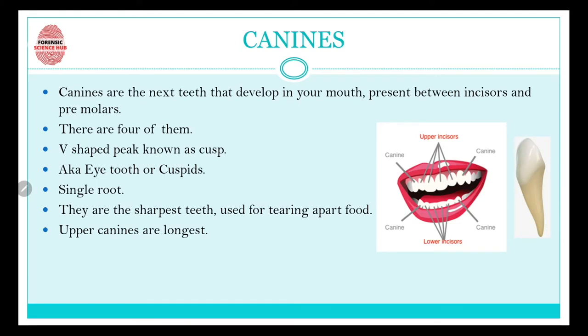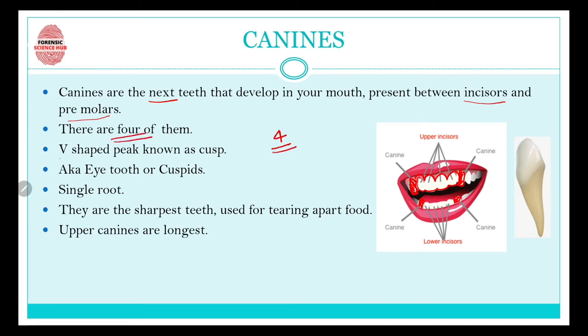Next, let's talk about canines. Canines are the next teeth that develop in your mouth. They are present between incisors and premolars. So till now we know that these are incisors. So canines are present next to incisors. So this one is canine, and here this one is canine. Similarly, this is canine and this is canine. Alright, so we have a total of 4 canines in our mouth.